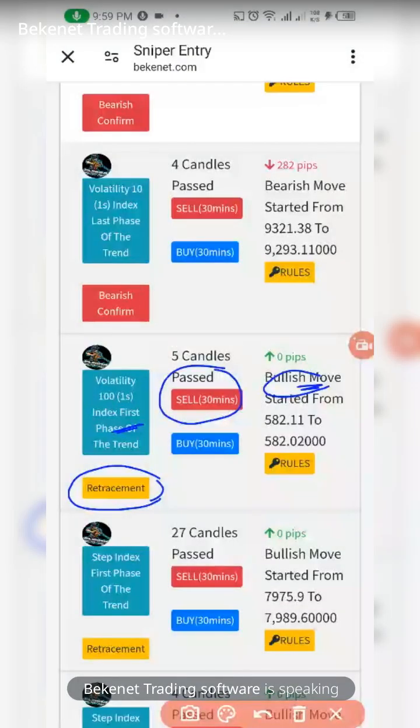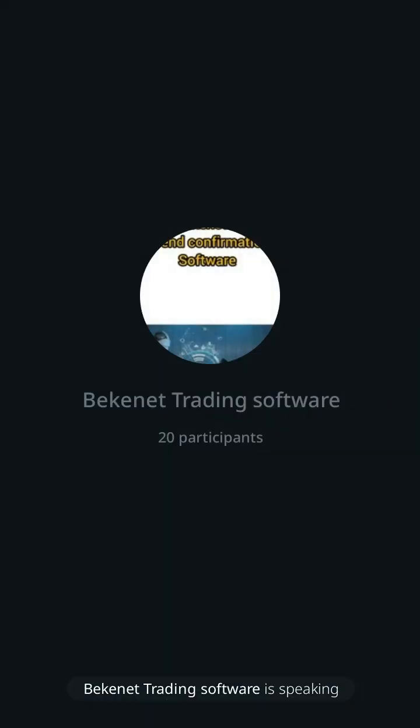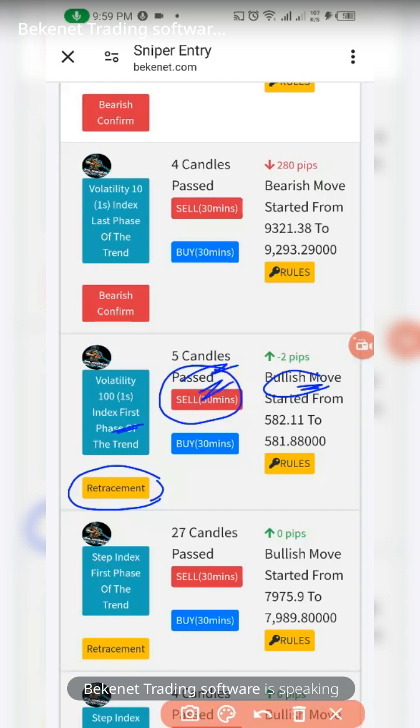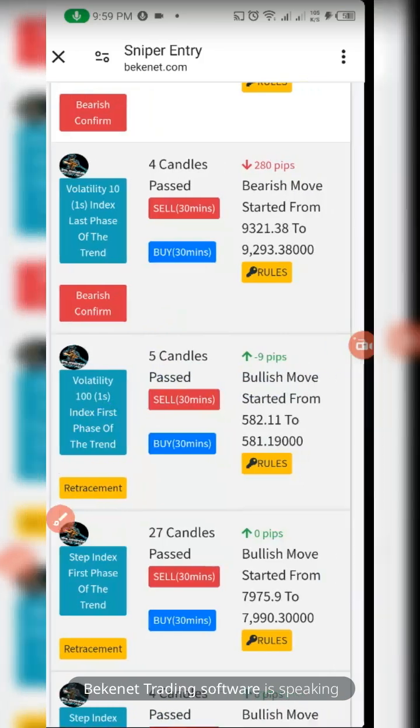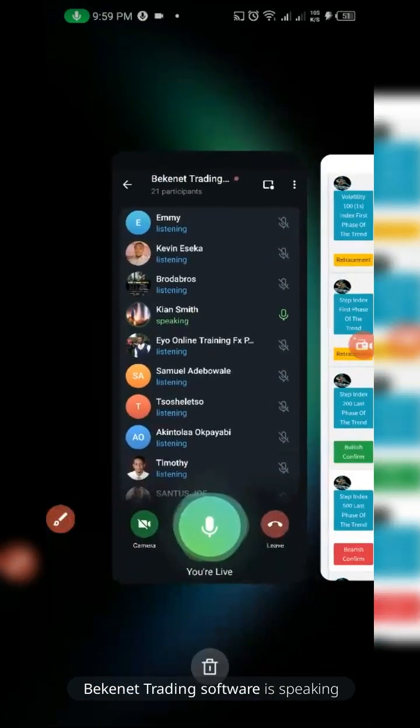But if price has gone far, maybe 13 candles, 6 candles, but we still want to sell, we'll come down to the sniper entry and program it on a sell so that it will notify us when there is a first phase and bullish move, number of candles between 1 to 6. Then we can take our sell. That is the second setup on how to use our sniper entry.